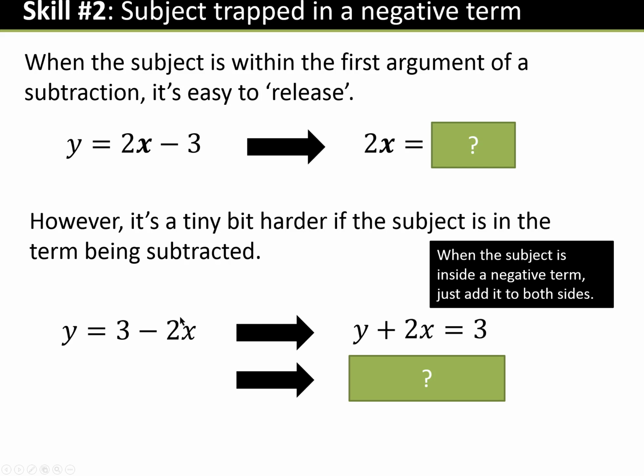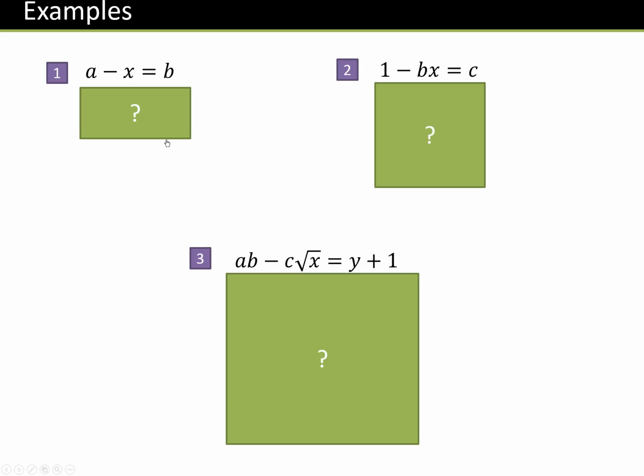So what we do is we take the 2x to the left-hand side. We add 2x to both sides. You get y plus 2x is equal to 3, like you see over here. And then you just proceed as per normal. Subtract y from both sides, and then you divide both sides by 2. For example over here, if we just took the a on the right-hand side, you'd have negative x. We don't really want that, we want positive x. So you take the x to the right and b to the left.